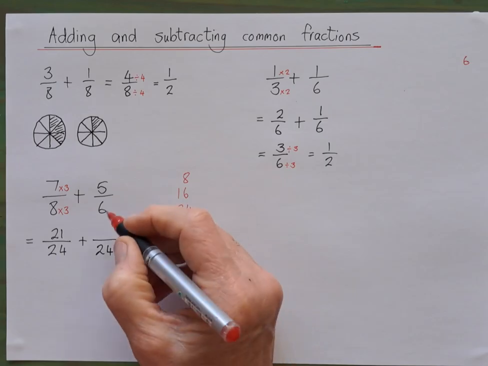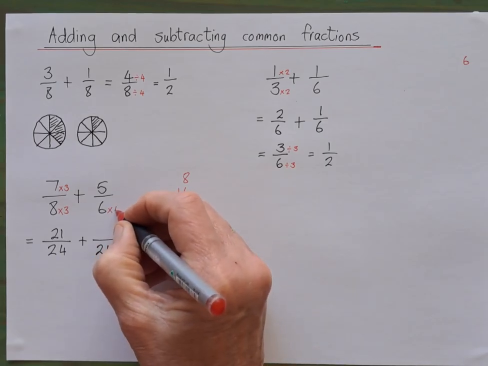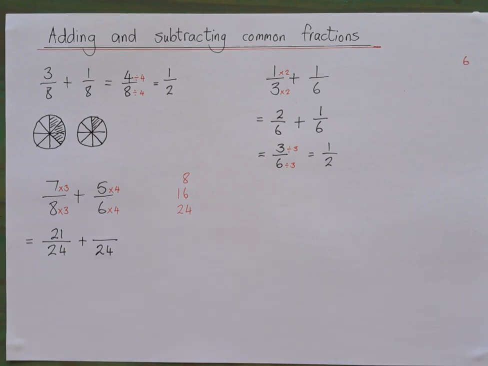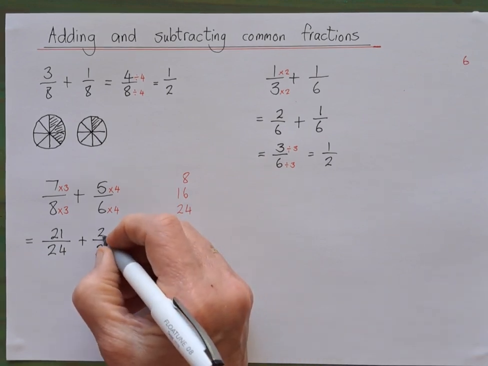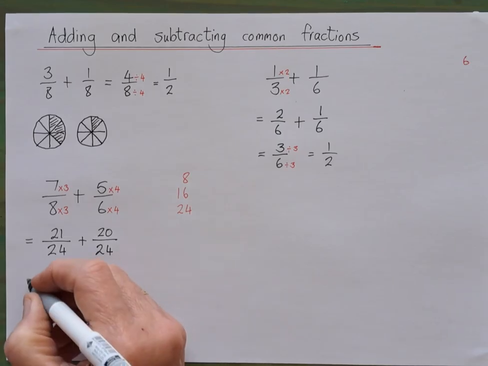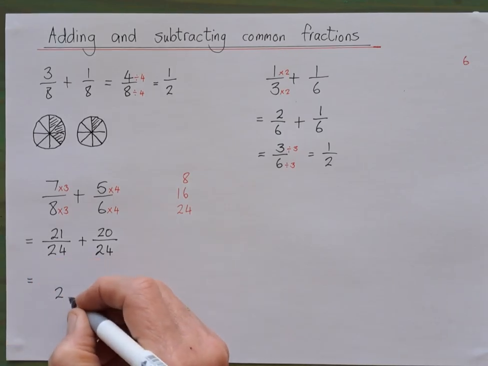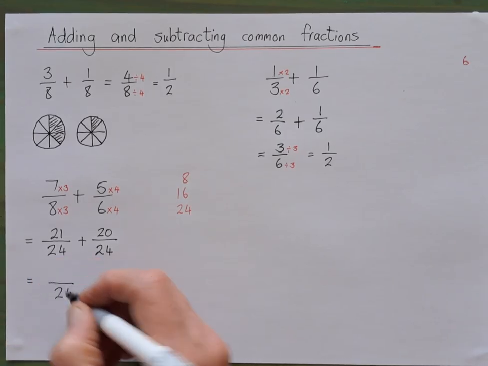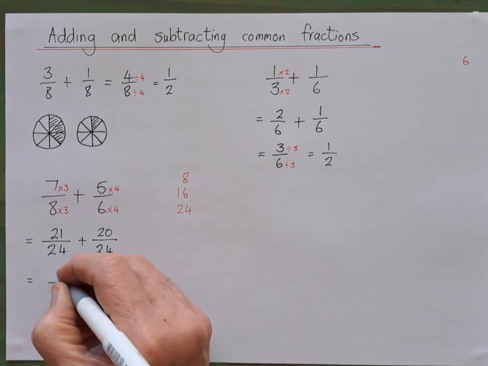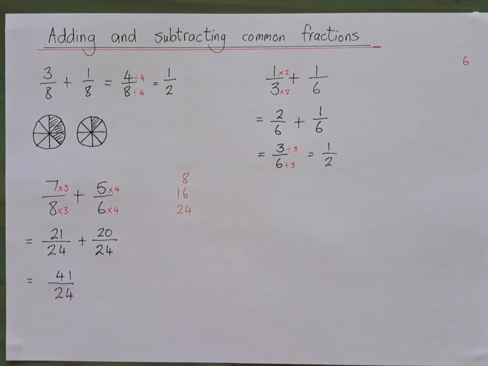How did 6 become 24? I multiplied it by 4. Therefore, do the same to the top. And 5 times 4 is 20. Right, if my denominators are the same, I write down my denominator and I add my numerators. So 21 plus 20 is 41.